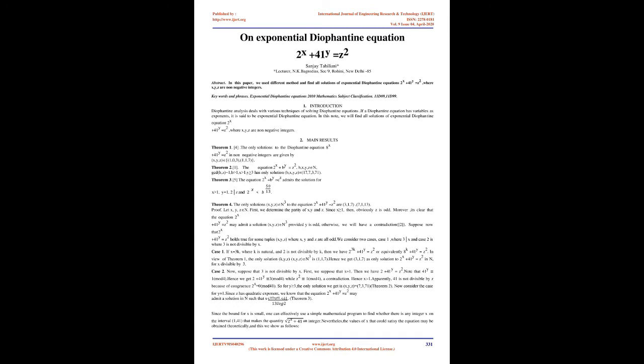Theorem 3. The equation 2^x + b^y = c^z admits the solution. Theorem 4. The only solutions (x, y, z) in N^3 to the equation 2^x + 41^y = z^2 are (3, 1, 7), (7, 1, 13). Proof.